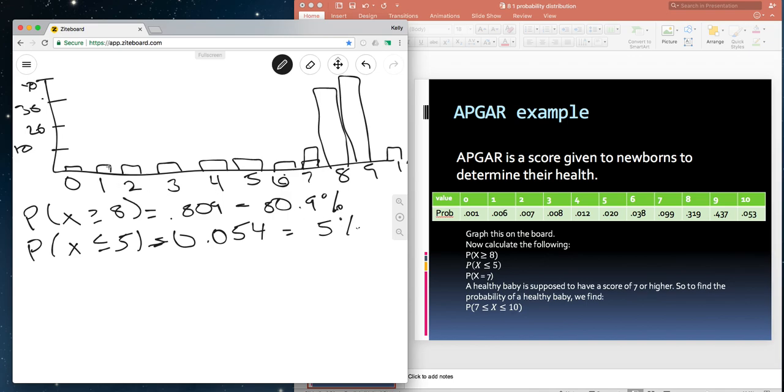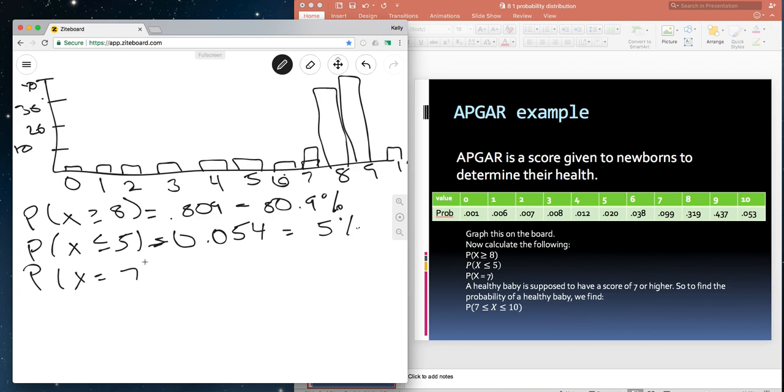So once again, this value right here, these are obviously much bigger than what they should be, but I couldn't make them much smaller with this pen. Very, very low number of children who are in this range.